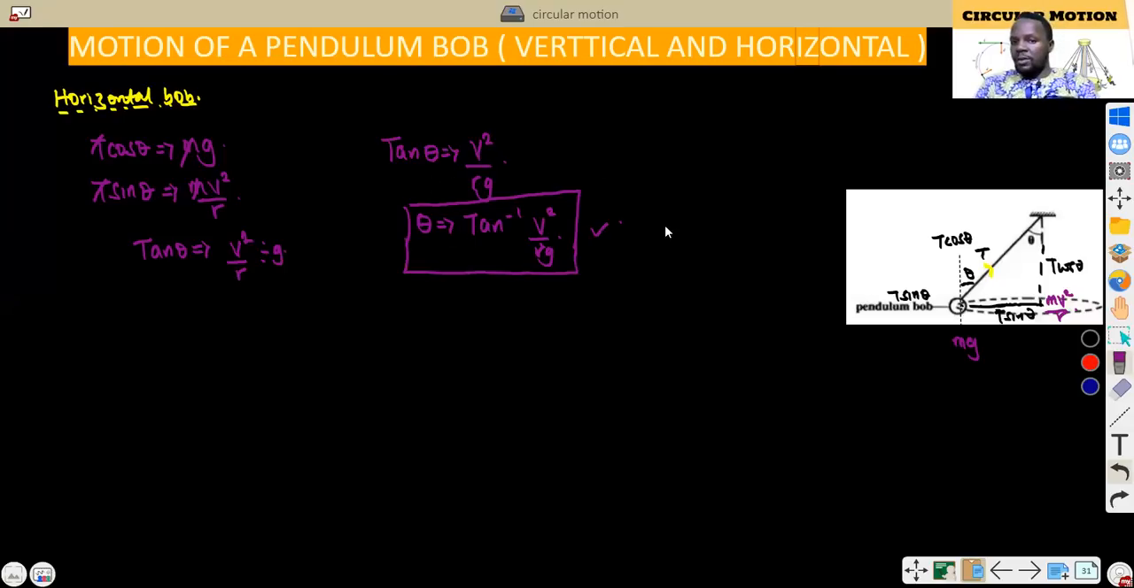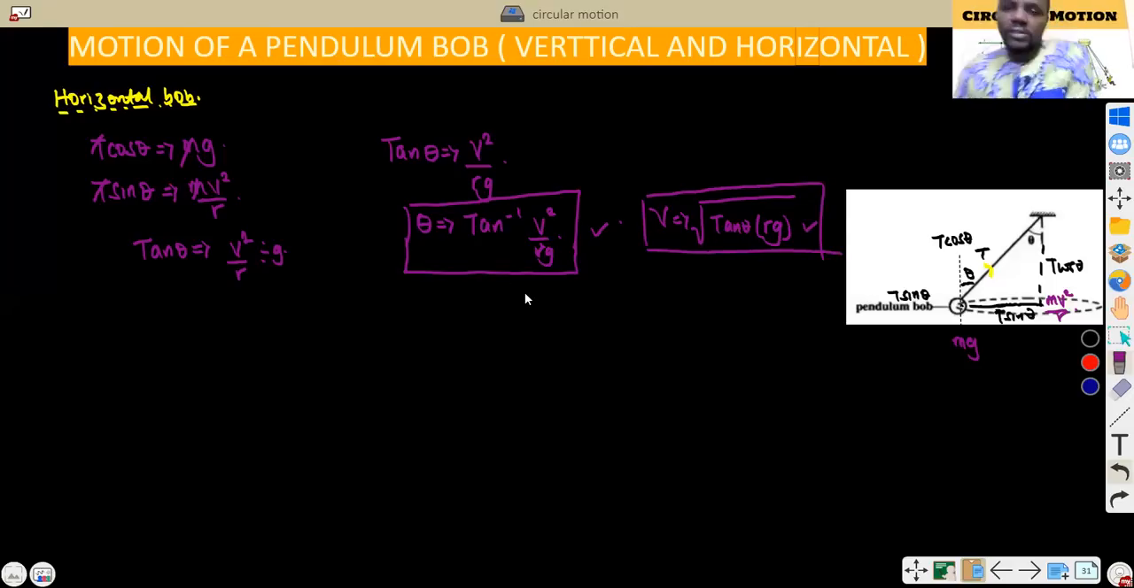The speed v is equal to, what happened, my dear students? This is a square root. I'm making v squared the subject of the formula, so it is the square root of tan theta, you open a bracket, multiply by rg. These formulas are very important for the speed of a pendulum bob. This is the way you do it for the velocity. You can also get the tension. Yes, tension is also very important.